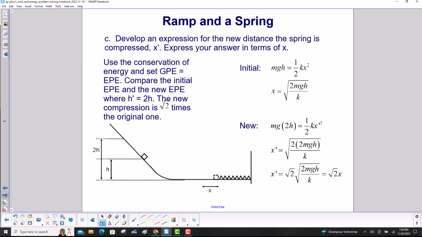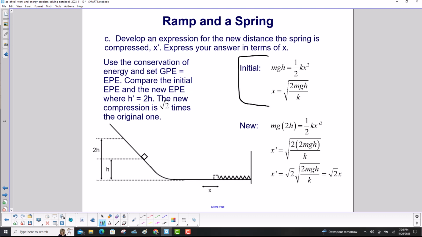Develop an expression for the new distance the spring is compressed, x prime. Express your answer in terms of x. We're going to use the conservation of energy and set the GPE equal to EPE. Then compare the initial elastic potential energy and the new elastic potential energy, where h prime is 2h. The new compression is the square root of 2 times the original one.